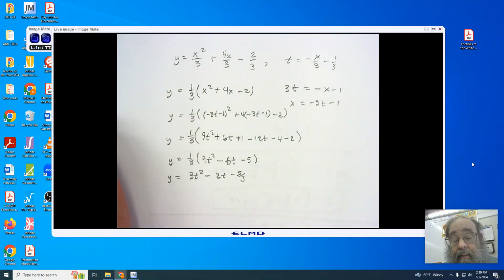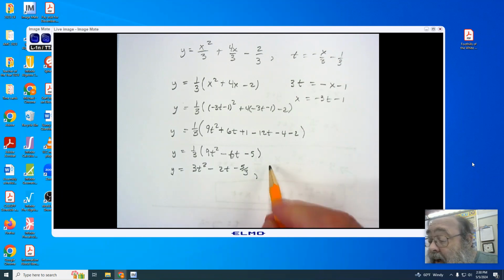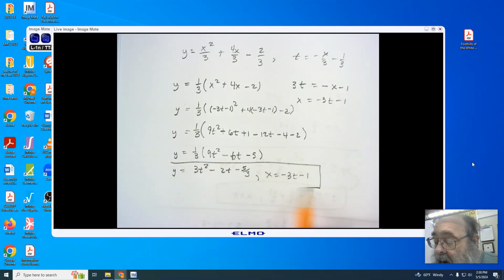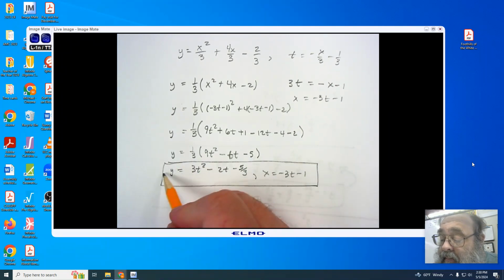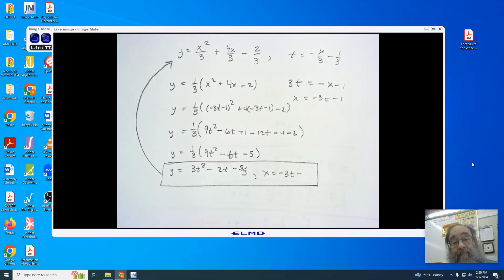All righty. And I'm now just going to put in what we called our x. x was negative 3t minus 1. I now have my two equations in parametric form for the rectangular equation given to me.